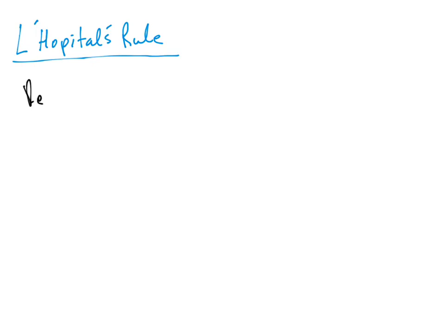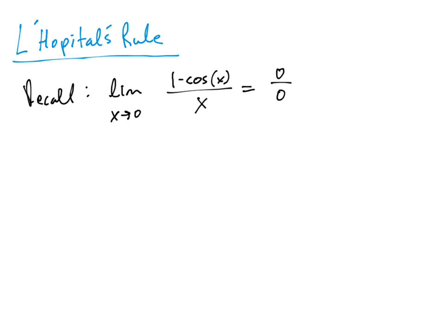Recall when we had something like this, the limit as x goes to 0 of 1 minus cosine of x divided by x. If we used direct substitution here, we would end up with 1 minus cosine of 0 is 1, so 1 minus 1 in the numerator is 0, and then we'd end up with 0 in the denominator. We called this an indeterminate form.